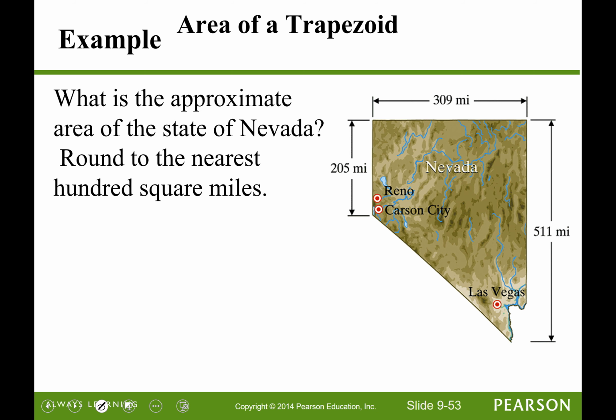All right, so let's do an example finding the area of a trapezoid. Here we have the state of Nevada, which is approximately a trapezoid, minus out this little corner right here, but we're going to use that as a trapezoid. So our question is, what is the approximate area of the state of Nevada? Round to the nearest 100 square miles. Okay, so final answer will be to the nearest 100, and units will be square miles.